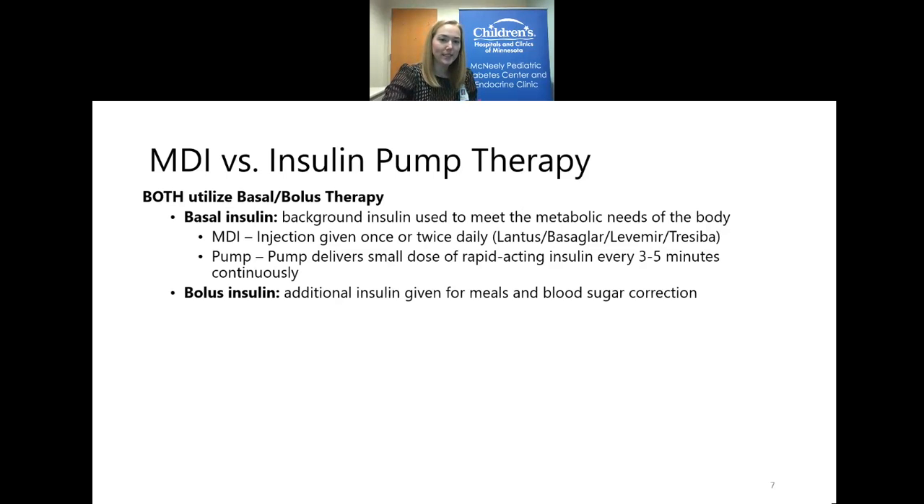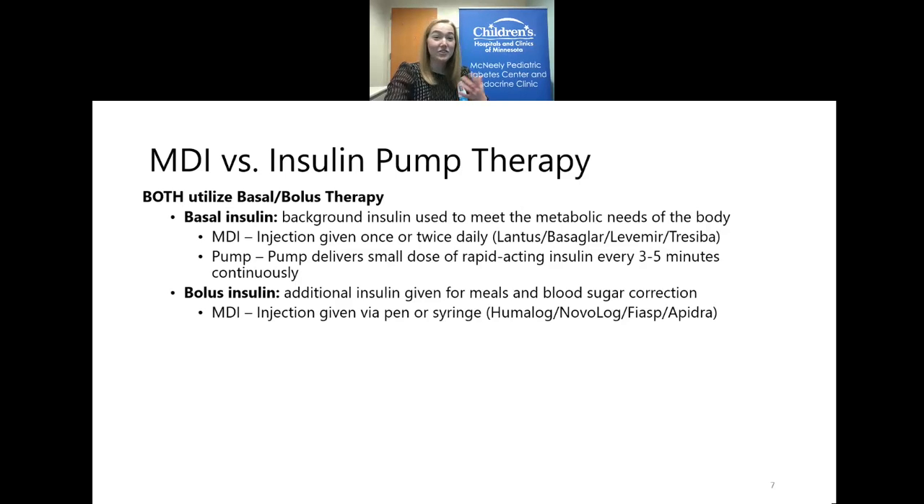So then our bolus insulin, this is our additional insulin that we're giving for meals and blood sugar correction. You guys are familiar with this. In MDI, this is an injection, might be syringe or pen, and different brands are available: Humalog, Novolog, Fiasp, Apidra. Those are the most common ones. In a pump, you're going to continue using those insulins.